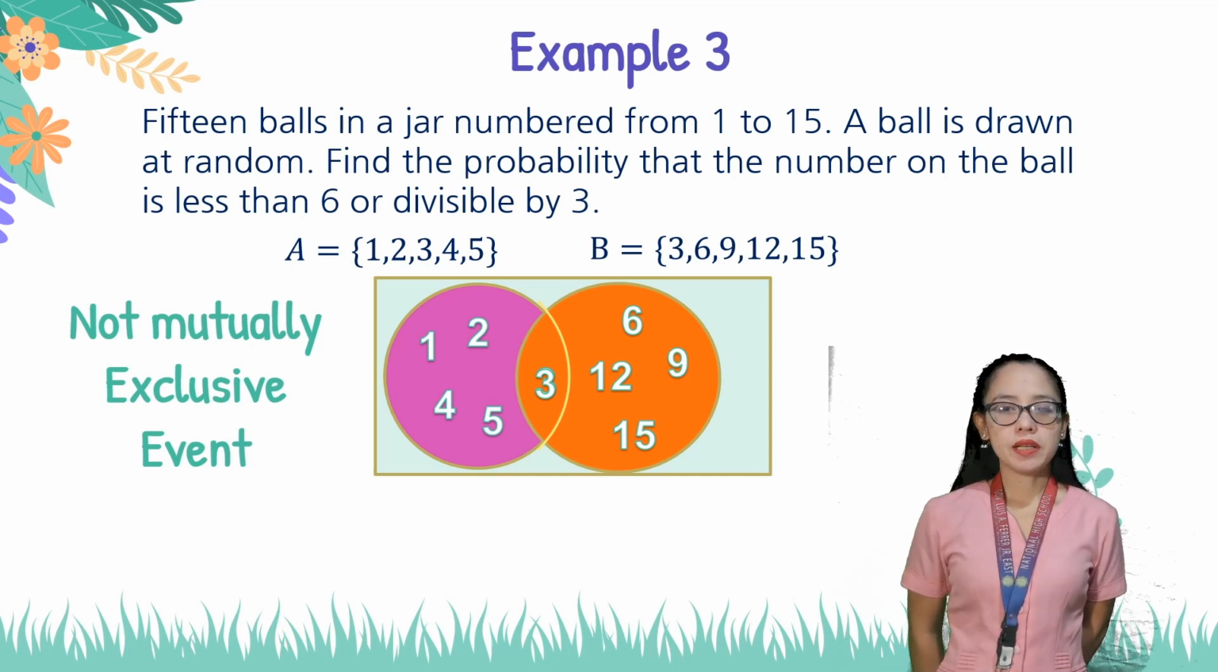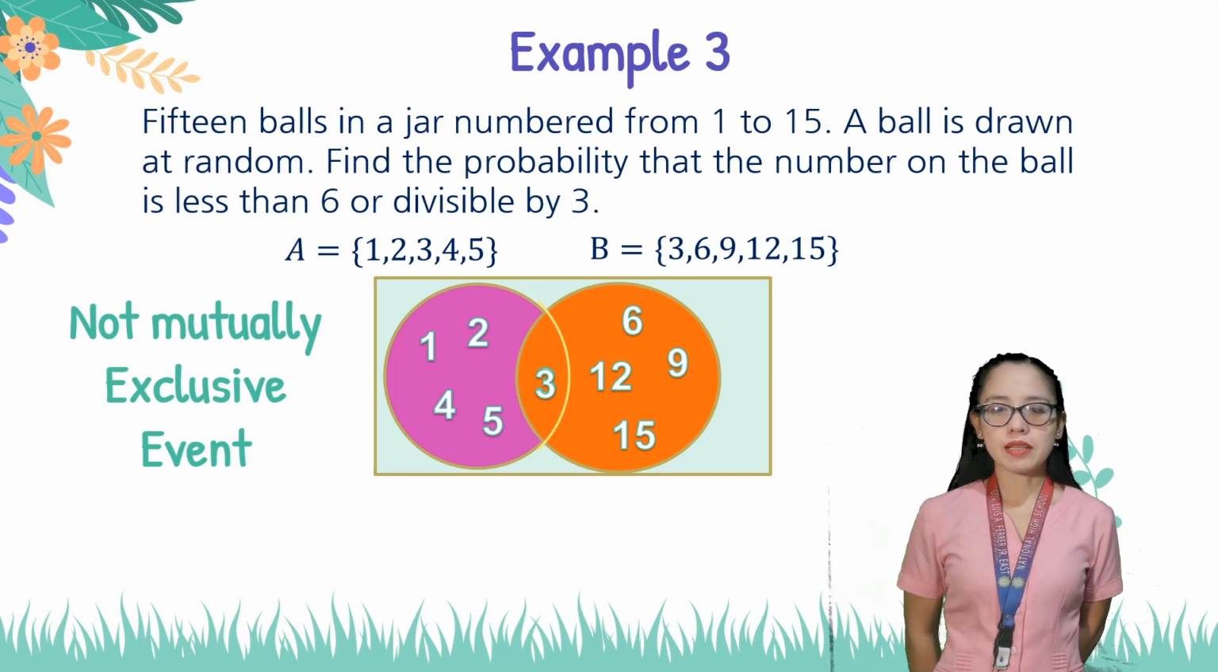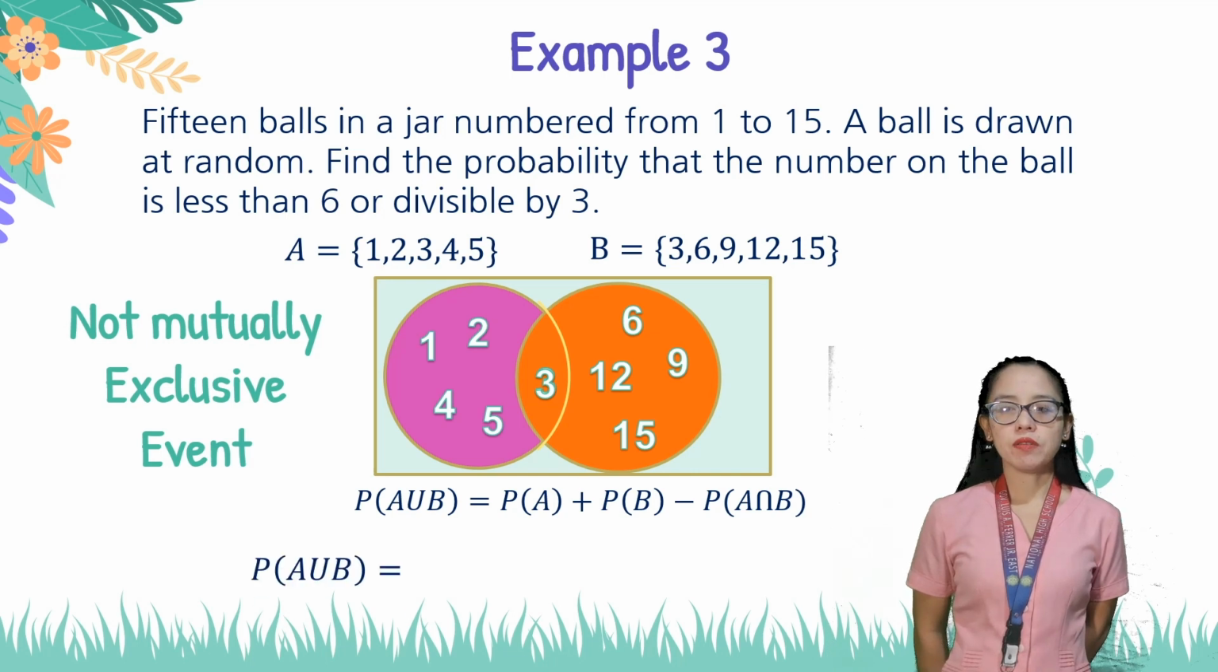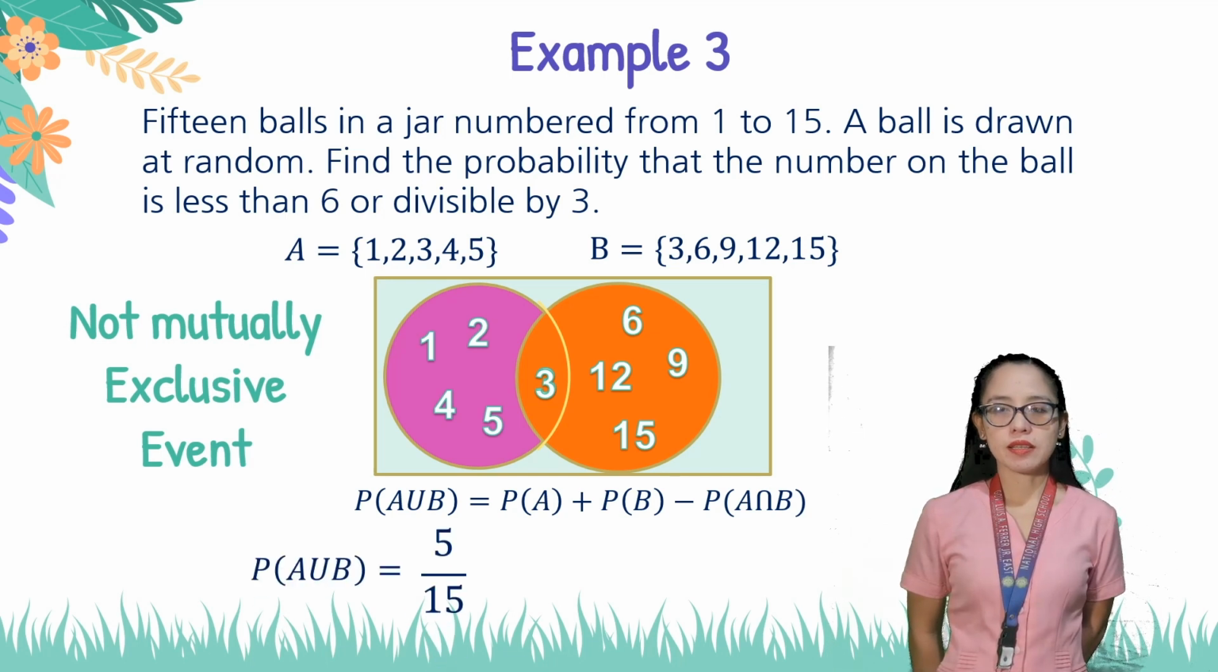To get the probability that number on the ball is less than 6 or divisible by 3, we will add the probability of A plus probability of B, subtract the intersection of A and B. The probability of number less than 6 is 5 over 15, since there are 5 less than 6. The probability that a number is divisible by 3 is 5 over 15, since there are 5 numbers divisible by 3.